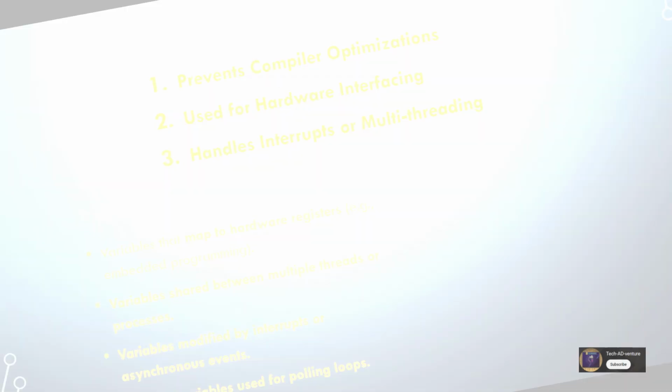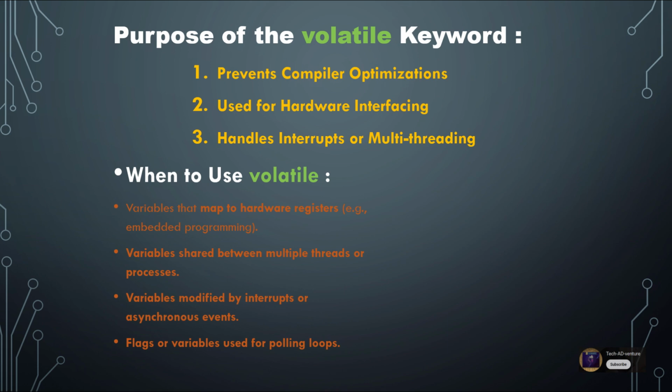Purpose of the volatile keyword is: 1. Prevents compiler optimizations. The compiler might optimize code by storing a variable in a register instead of rereading it from memory if it thinks the value won't change. Declaring a variable as volatile prevents this optimization. 2. Used for hardware interfacing. Hardware registers or memory map devices may change values unexpectedly. Volatile ensures the program always reads the current value from memory. 3. Handles interrupts or multi-threading. Variables modified in interrupt service routines, ISRs, or shared between threads must be marked volatile to ensure correctness.